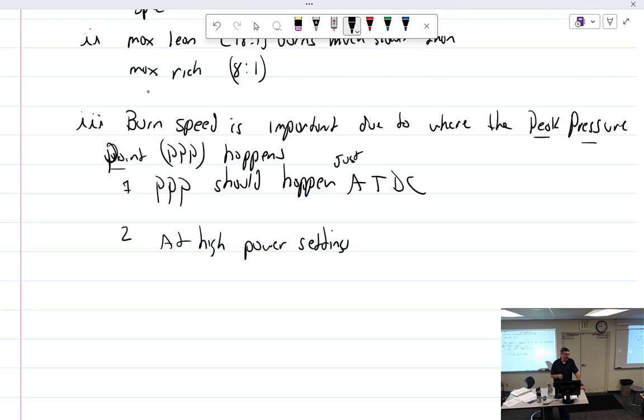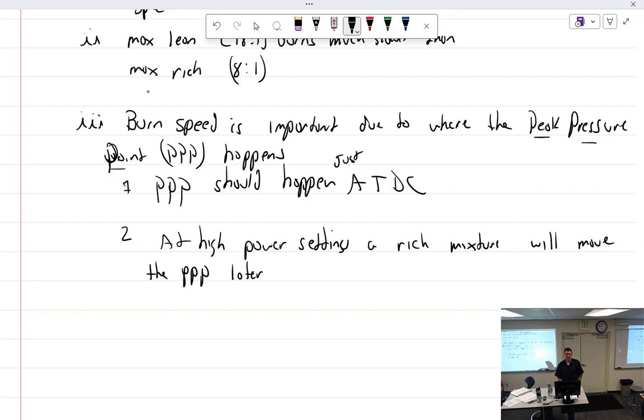So what can you do about that? Well, you can add more fuel. What happens if I add more fuel? Becomes rich. What happens if we get rich? Slow burn, which means peak pressure point happens later. So you have a margin of safety against detonation. So at high power settings, a rich mixture will move the peak pressure point later. I'll say later. So a little further after top dead center.